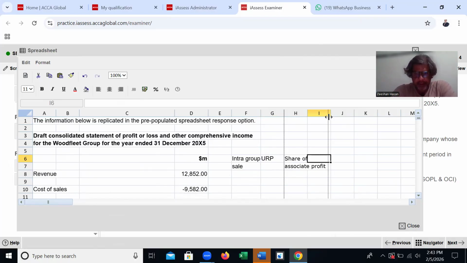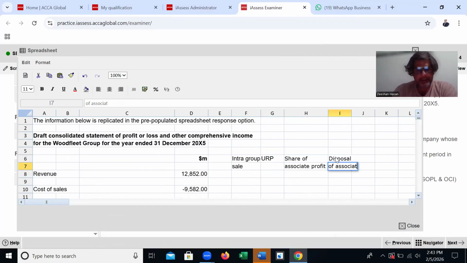Let's increase the size of it. Then further, what we will require: disposal of associate. Okay, a little bit. Yep. Then further, what we will require: fair value of PNL loss.